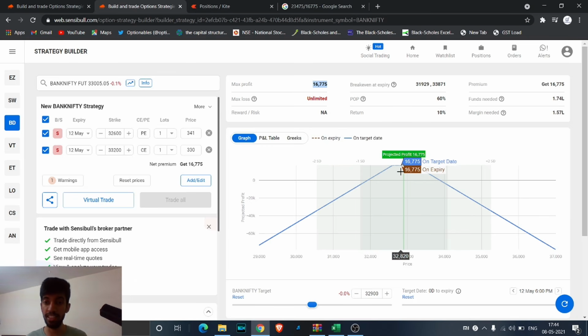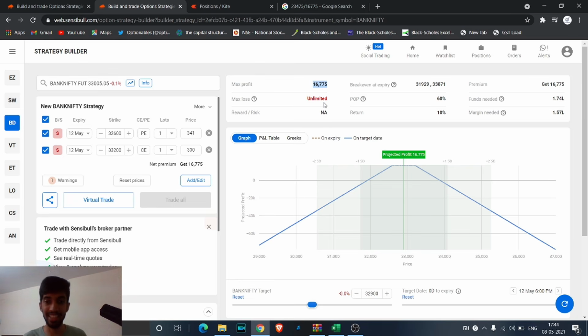In a strangle, you are not going to have violent M2Ms. In a straddle, you are going to have violent M2M. So in spite of having almost similar break even and higher profits, you are going to have violent M2M swings. It's going to go up, come down, go up, come down. Whereas in a strangle, the M2M swings are much more silent, not violent.